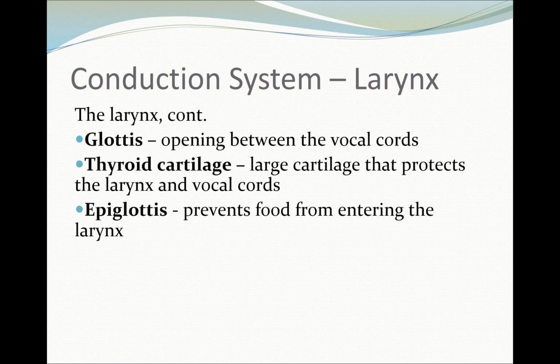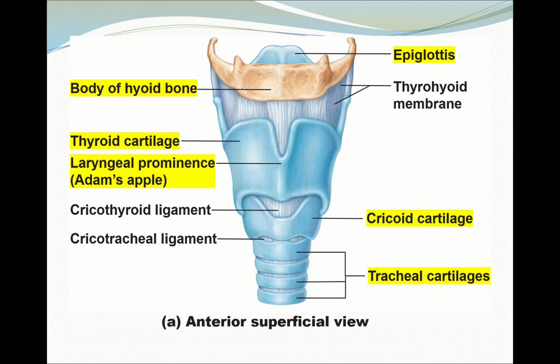All right, so the larynx continued. The glottis is the opening between the vocal cords, and the thyroid cartilage is the large cartilage that protects the larynx and vocal cords, and the epiglottis prevents food from entering the larynx. And you've seen the hyoid bone a couple of times already in this presentation. Remember, the hyoid bone is a movable base for the tongue.